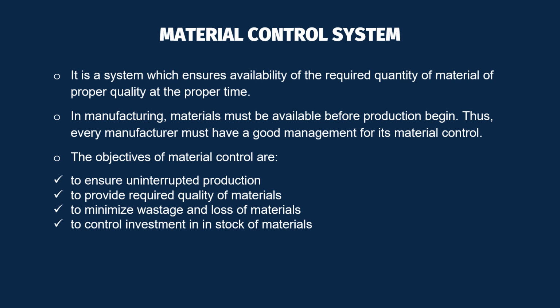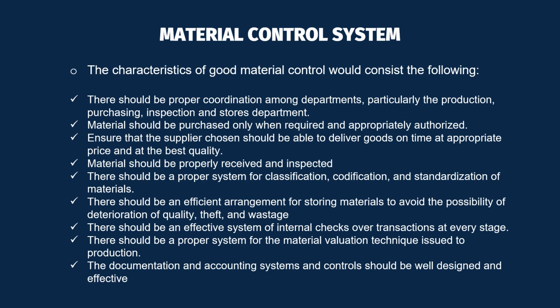And then followed by to minimize wastage and loss of material. Yes, because the material control system will help us to plan what the required materials are, and at what time we need the material. Finally, it is to control the investment in the stock of material. Next, these are the characteristics of good material control that each manufacturing company should have.